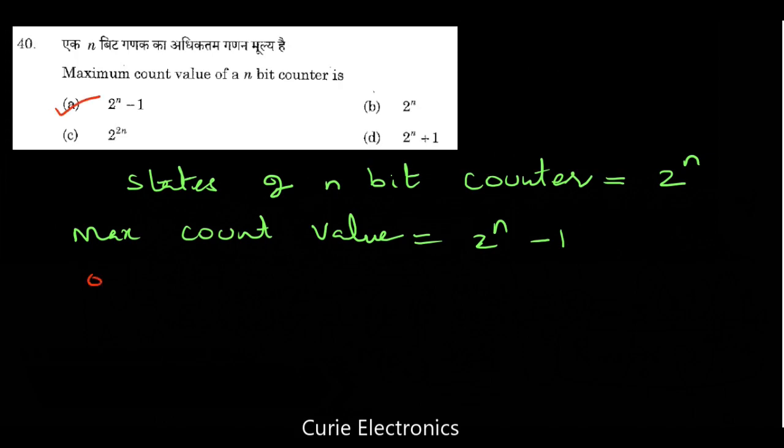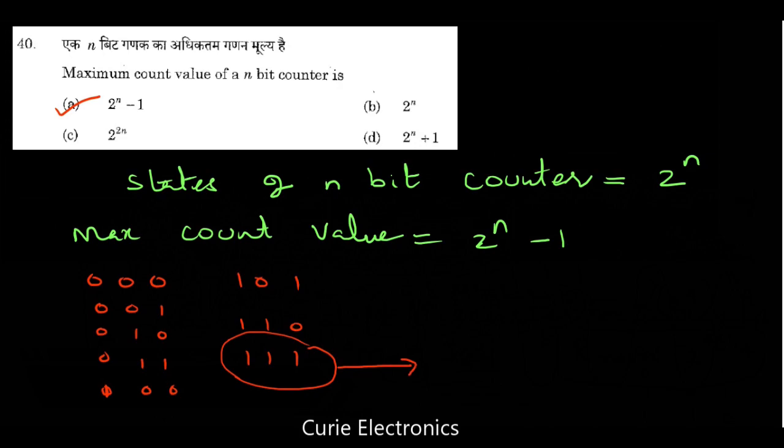So you take a 3-bit counter. It starts from 0: 000, 001, 010, 011, 100, 101, 110, 111. See, 8 states are there: 1, 2, 3, 4, 5, 6, 7, 8. But what is the maximum count value you got? This is 7. So it's 2 to the power 3 minus 1, right? 8 minus 1. So maximum count value equals 7.